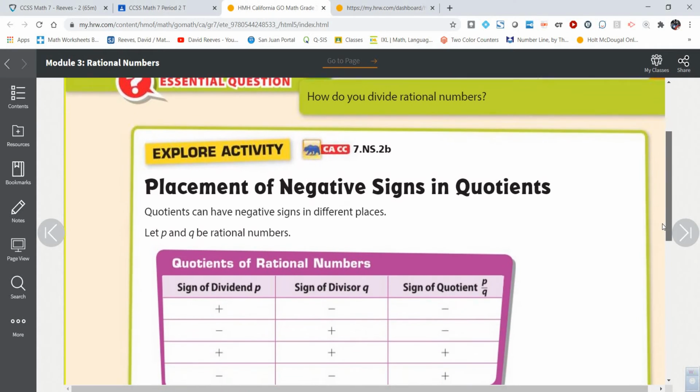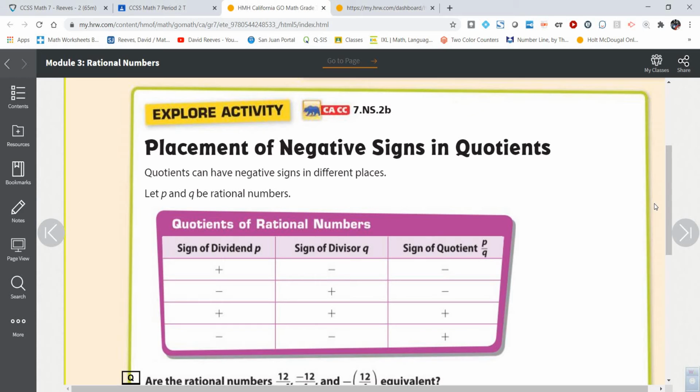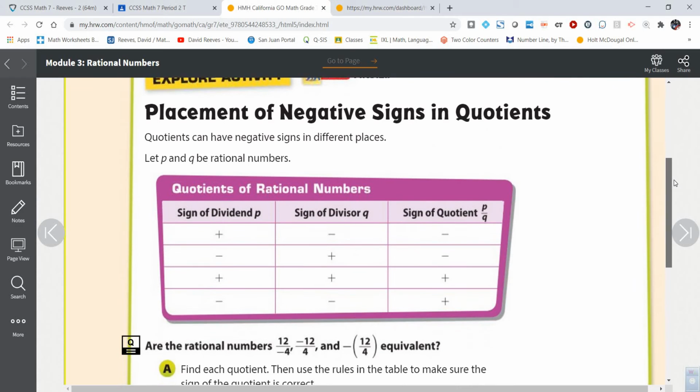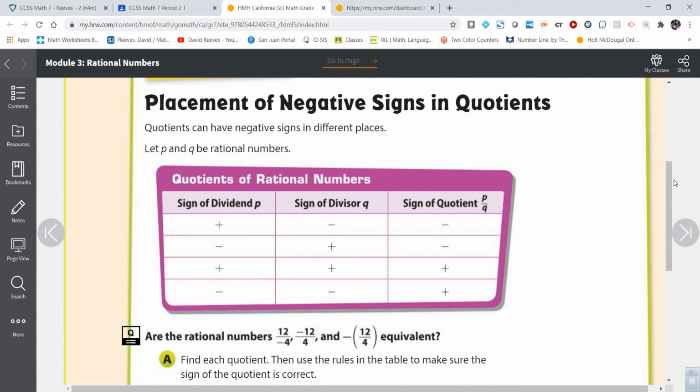I spent a long time in a previous video on dividing integers explaining how the signs work when you multiply positives and negatives, so I'm not going to repeat that in this video. If you are curious why these rules apply, go back and watch my video on dividing integers. A couple of things we do want to talk about.